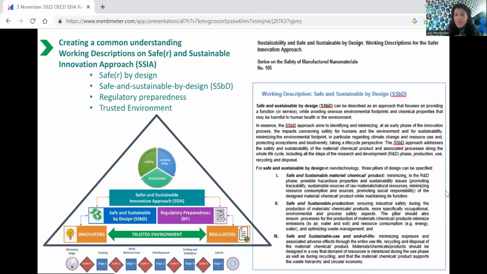And as you will see in the presentation of Araceli and Juan, take these elements and translate them to which methods and tools can help you assess this. Next slide.